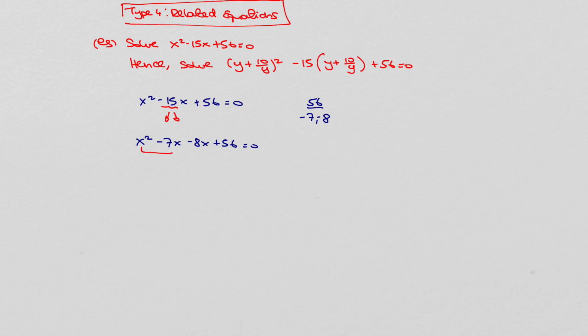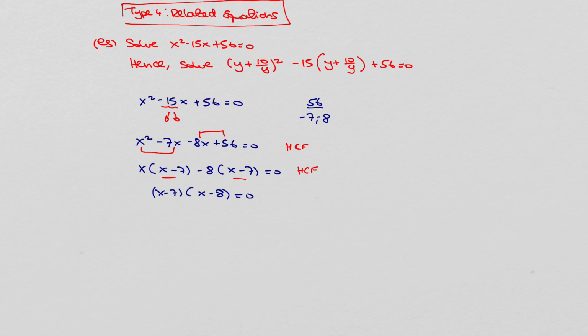And if we group the first two and take out the highest common factor, then what we have is x is common between x squared and minus 7x. So that's x times x minus 7. And 8 is common between minus 8x and 56. I'm going to take out minus 8, so that gives me minus 8 times x minus 7. Because again, we want these two brackets to be the same. In other words, we want to take out the highest common factor again. So if I take out x minus 7 as being common, that leaves me with x minus 8.